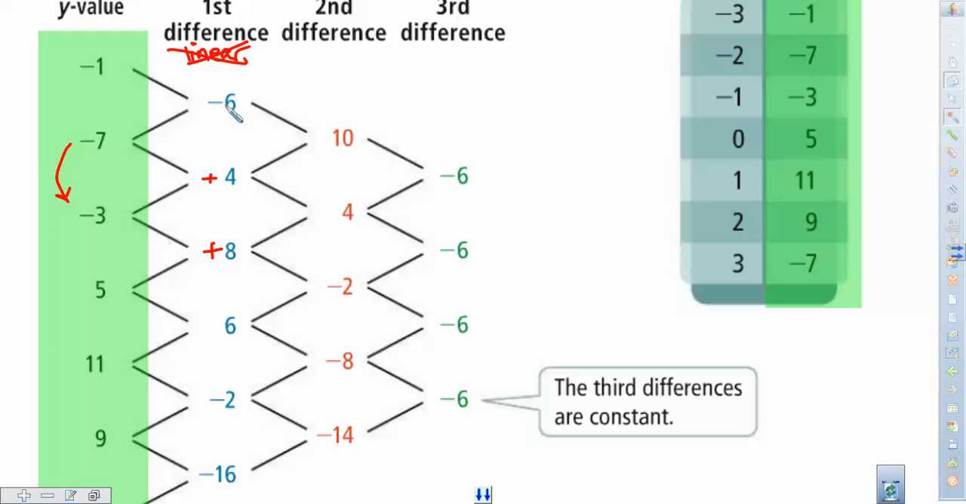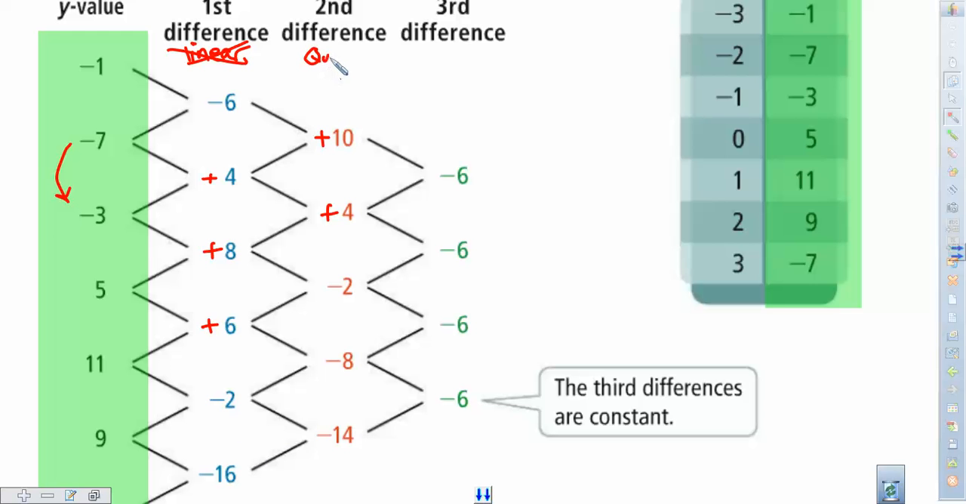So if I'm going from negative 6 to positive 4, see why I had the positive here? Look at the number line, go from negative 6 to positive 4, that's an increase of 10. Positive 4 to positive 8, that's an increase of 4. Positive 8 to a positive 6, that's a decrease of 2. So indicate that with a negative 2. Positive 6 to negative 2, decrease of 8. Negative 2 to negative 16, a decrease of 14. So once again, second differences.